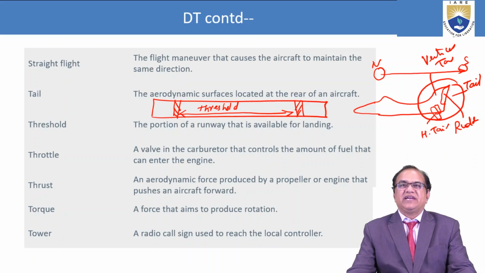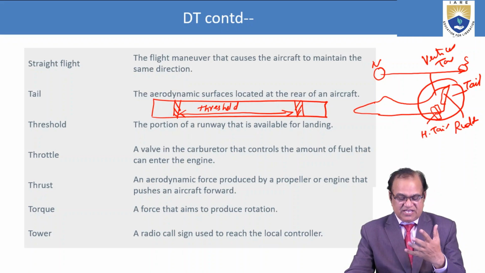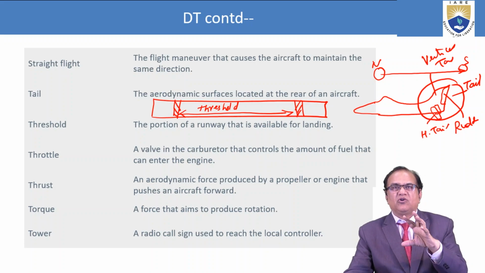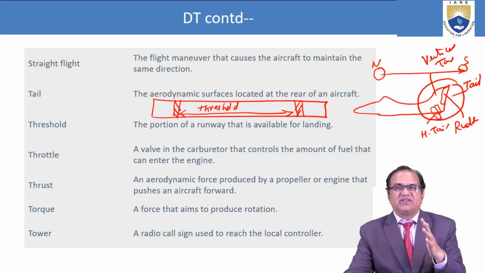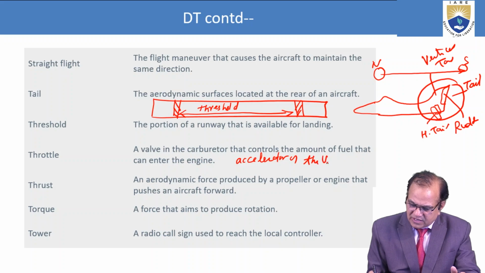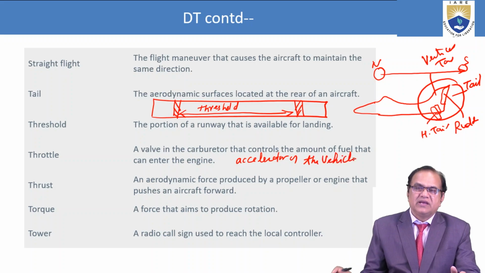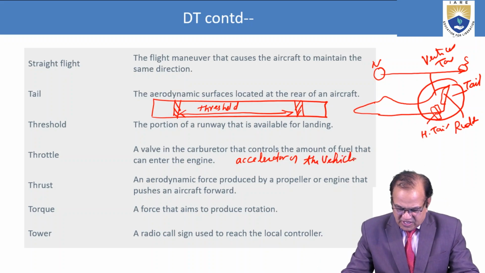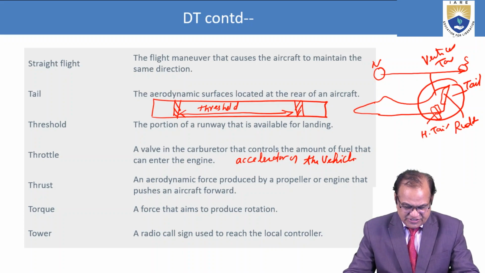Throttle: a lever which is fitted inside the cockpit. If you move it up and down, the RPM of the engine will change. Throttle is a valve in the carburetor that controls the amount of fuel that can enter the engine. So throttle is like the accelerator of a vehicle.